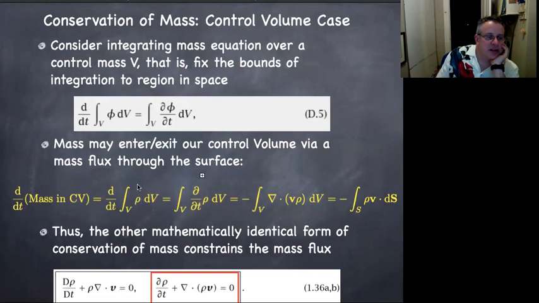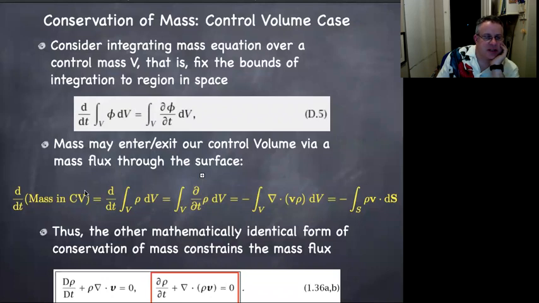rho dV. The integral of density, which is mass per unit volume, over the volume is just the mass. So the rate of change of mass in the control volume is the derivative of the volume integral of the density, which is equal to, by this idea up here, bringing the d/dt inside, the partial derivative of density integrated over the volume.